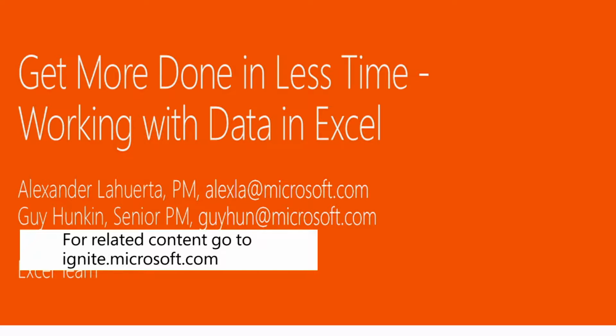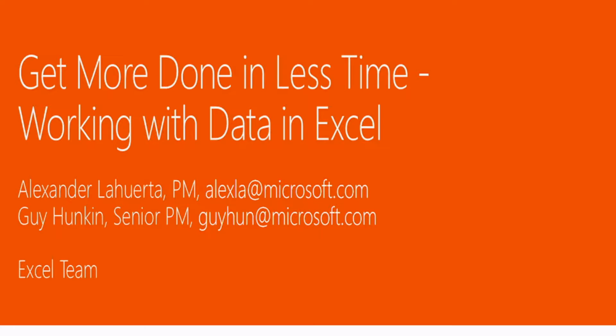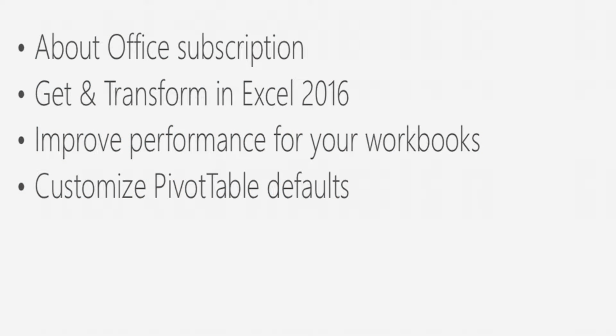We're both on the engineering team for Excel, and we're going to tell you a little bit about how to work more quickly with data in Excel. To start off, I'll talk a little bit about the Office subscription and how it's different from the 3-year release cycle that you're familiar with. Then we'll show you how to use the get and transform tools to make it easier to get and prepare data for analysis. And I'll show you a few tricks to working with OLAP connections to end up with much, much faster workbooks. And if we have enough time at the end, we'll show you a feature that we're releasing next month around pivot table defaults.